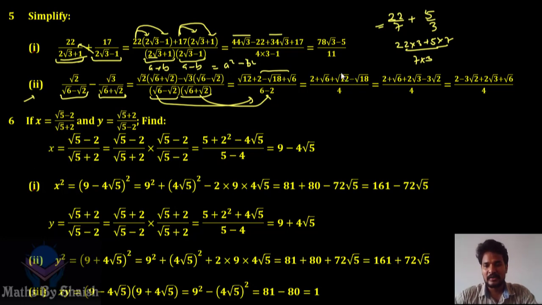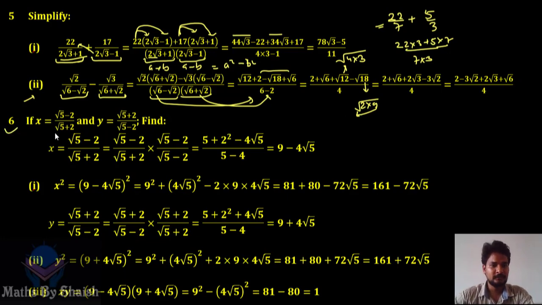Now we can see that 12 is 4 times 3. So if we have the square root, 4 will come out as 2, and root 3 is there. Similarly, 18 is 2 into 9, so if it is square root, 9 will come out as a 3, so 3 root 2. Finally we got it as 2 minus 3 root 2 plus 2 root 3 plus root 6, in the increasing order of the root.